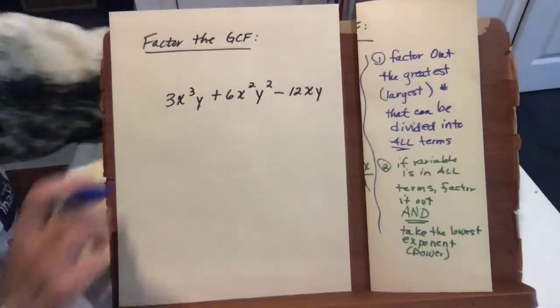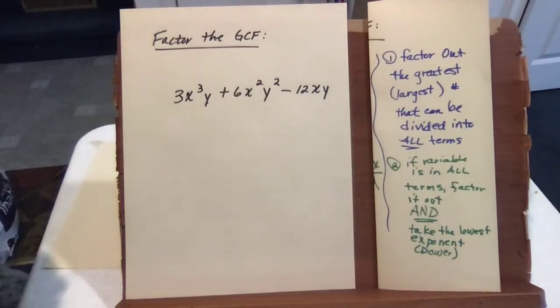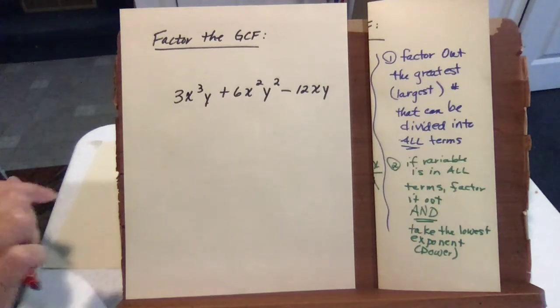All right, next. I'm going to go through this a little bit quicker. We have 3x cubed y plus 6x squared y squared minus 12xy.